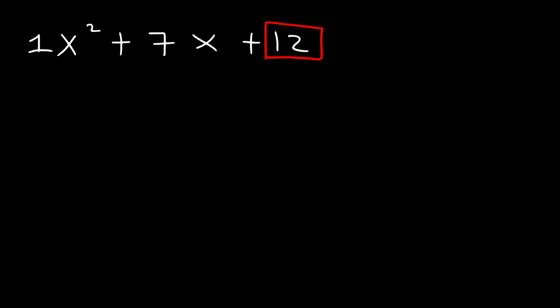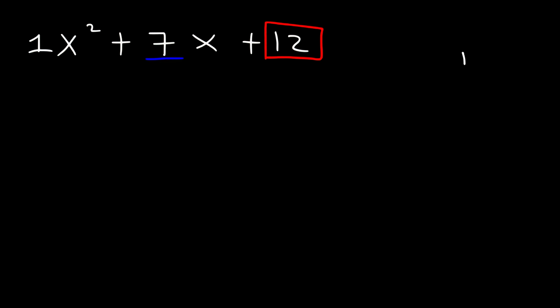In this video, we're going to talk about factoring trinomials, particularly when the leading coefficient is 1. So here's an example, x squared plus 7x plus 12. The leading coefficient is 1. Now for these examples, all you need to do is find two numbers that multiply to 12, but that add to the middle term 7.